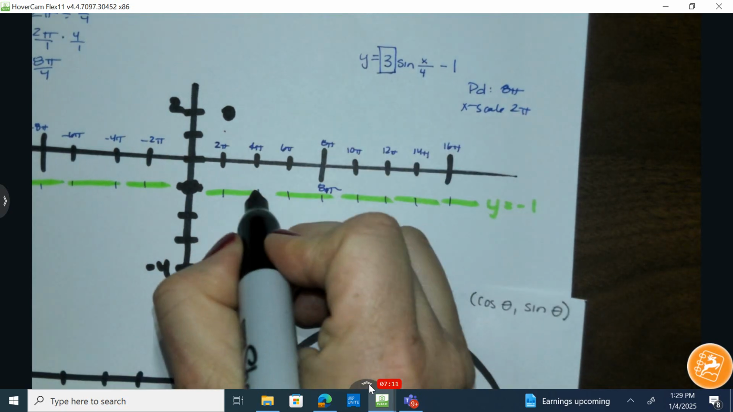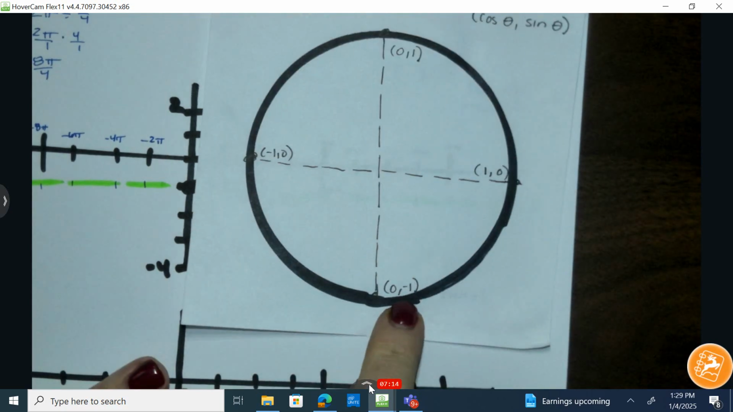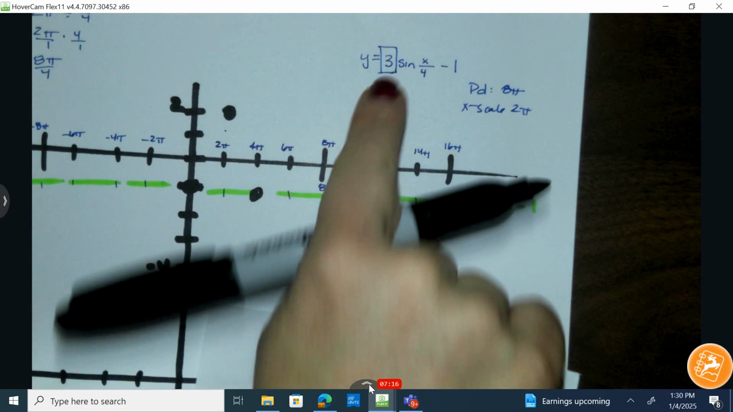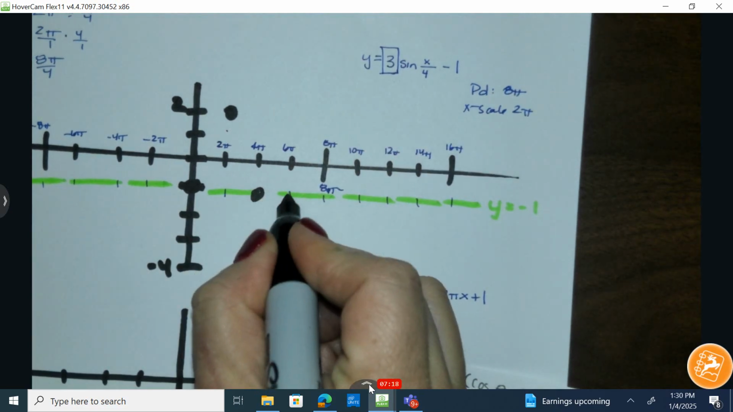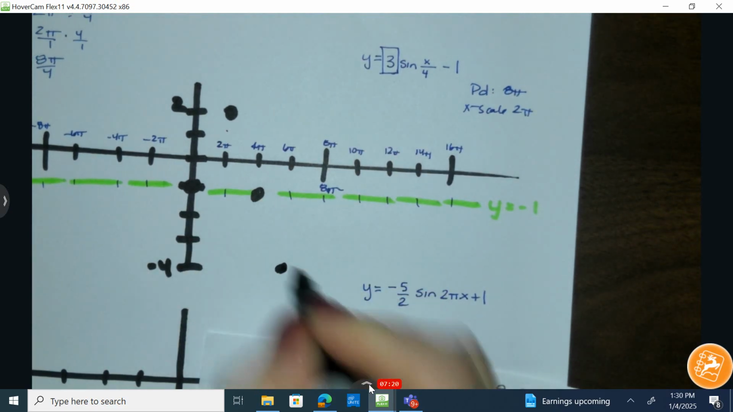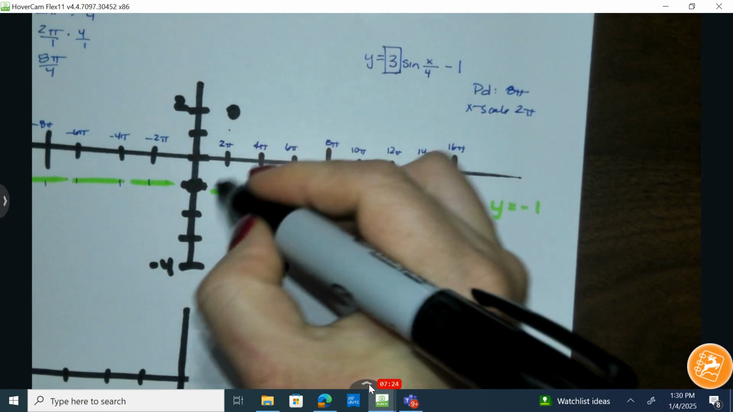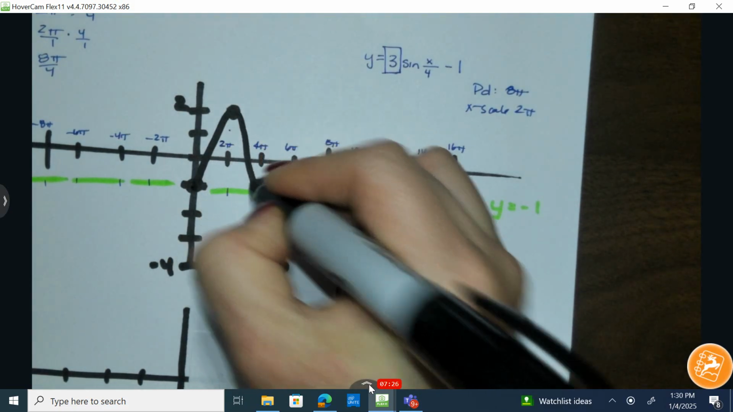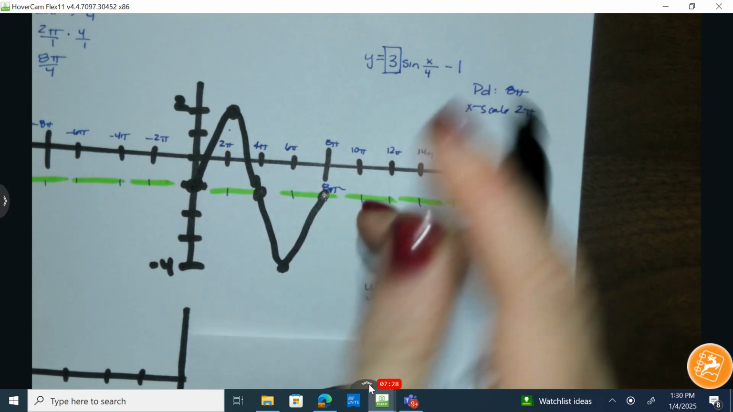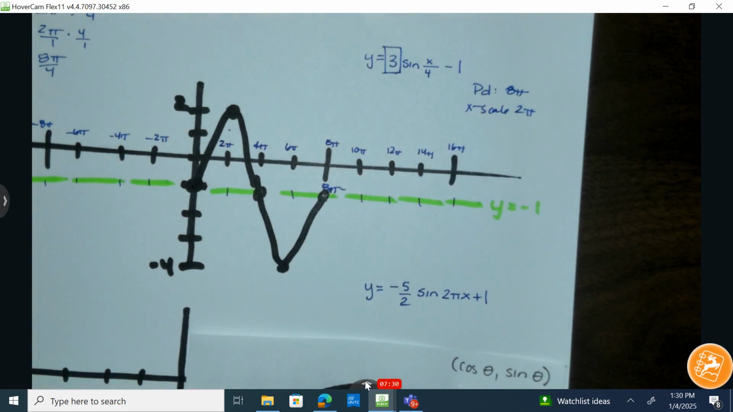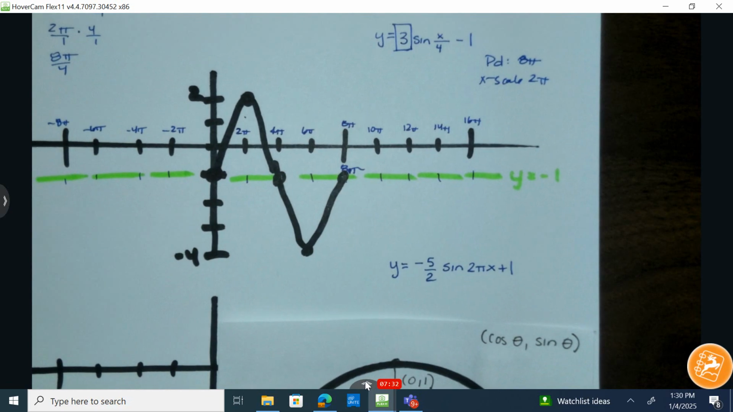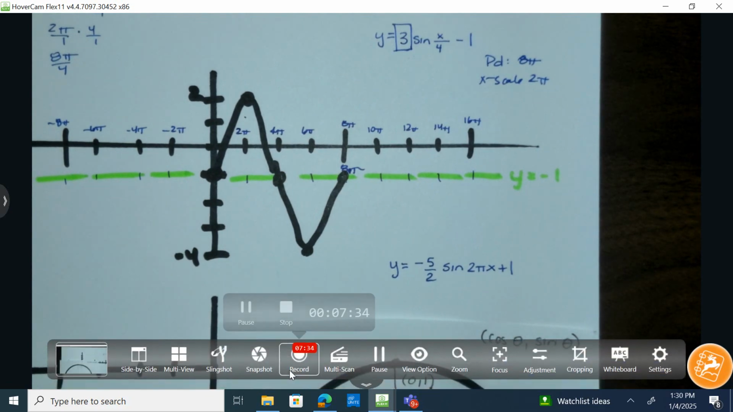0. 0 times 3 is 0. -1. -1 times 3 is -3. So from here I'm dropping down 3. And to complete the cycle, 0 times 3 is 0. So this is 1 cycle. Make sure it's rounded and you have your dots. I'm going to continue 1 cycle to the right and then also do 1 cycle to the left. Make sure you put those dots on.